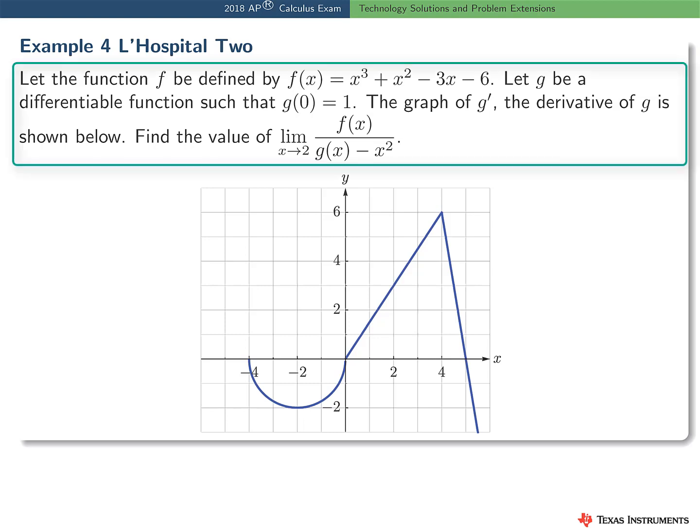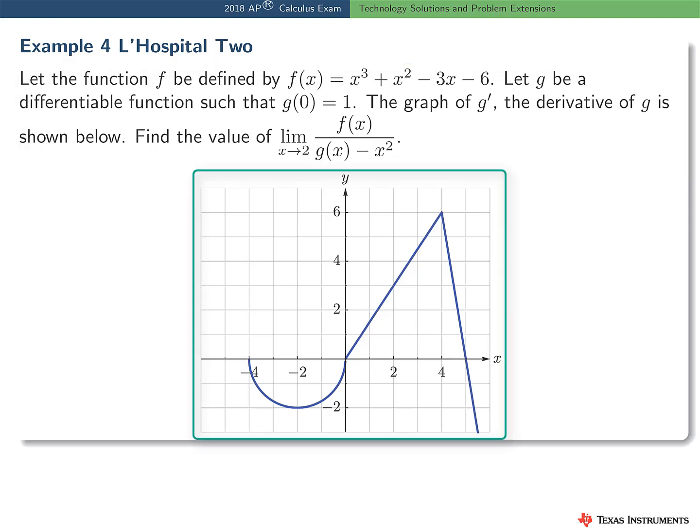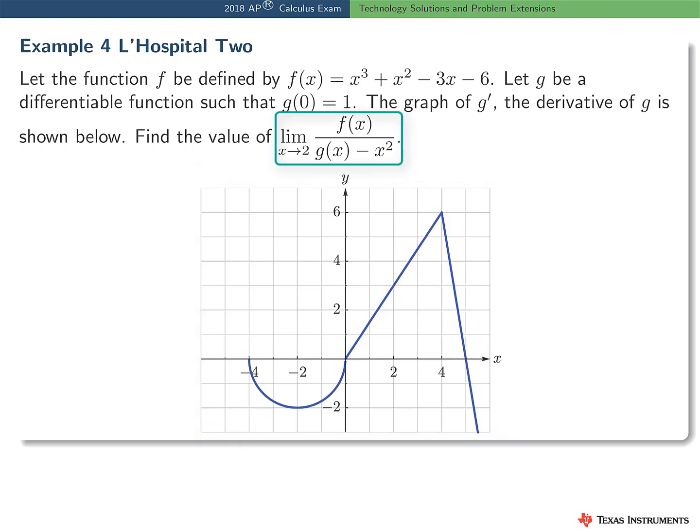The function f is a polynomial, and g is a differentiable function such that g of 0 is equal to 1. The graph of the derivative of g is given, and it consists of two line segments and a semicircle. Use all of this information to evaluate the limit as x goes to 2 of f of x divided by g of x minus x squared.